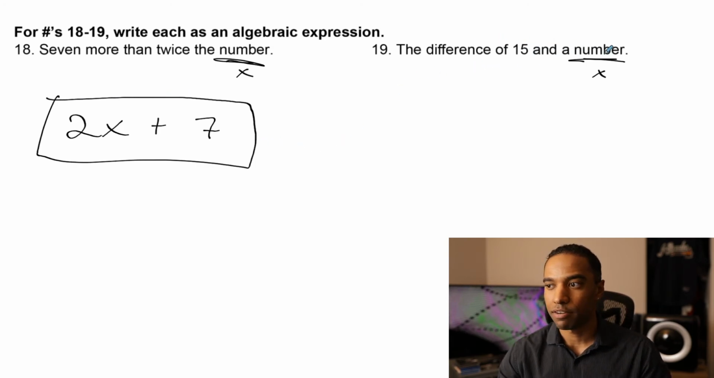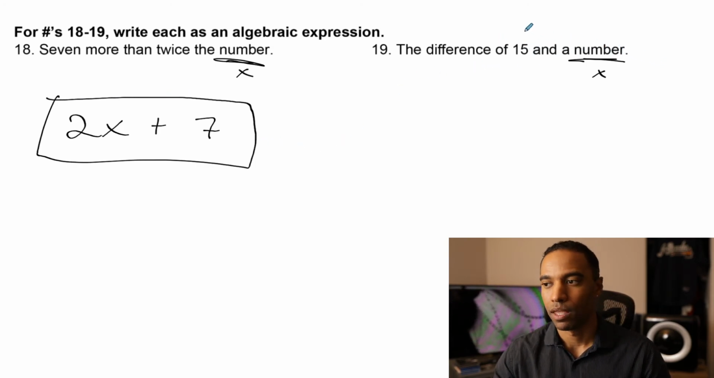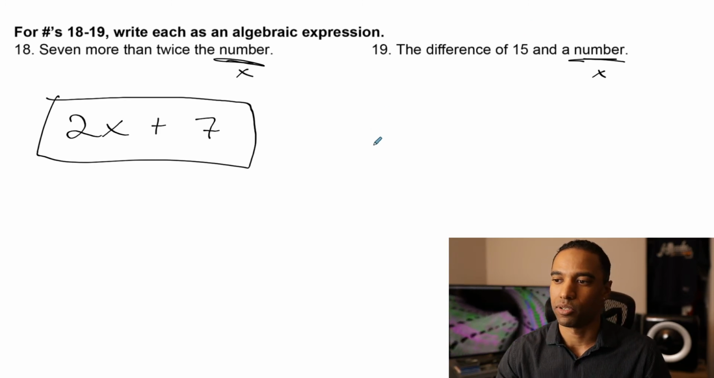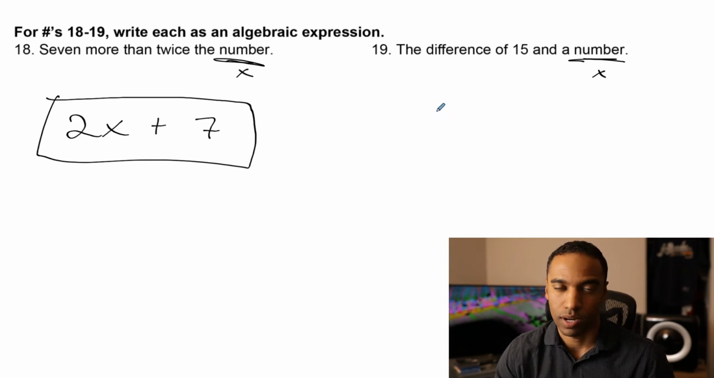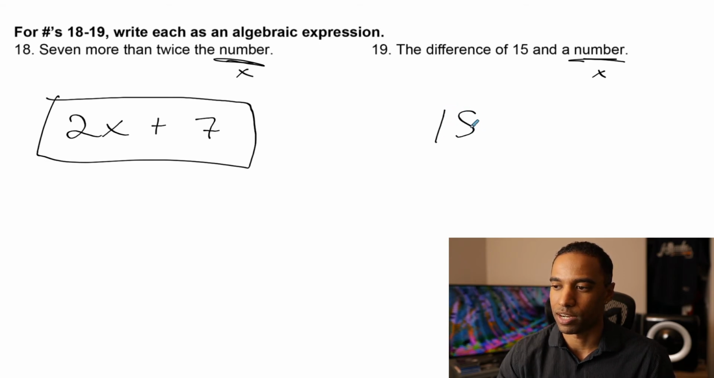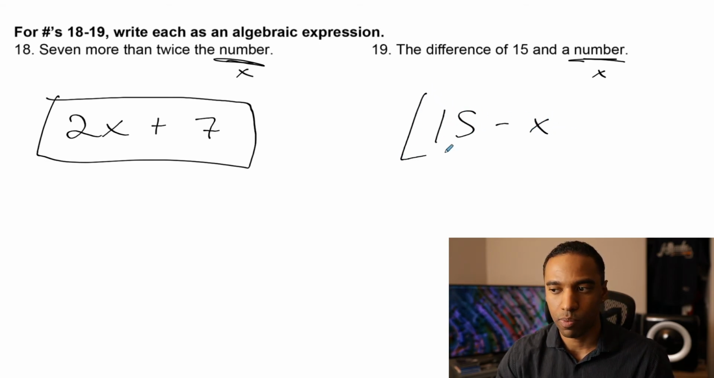Number 19, the difference of 15 and a number. Our number is X. What's the difference of 15 and 3? 15 minus 3. What's the difference between 15 and X? 15 minus X.